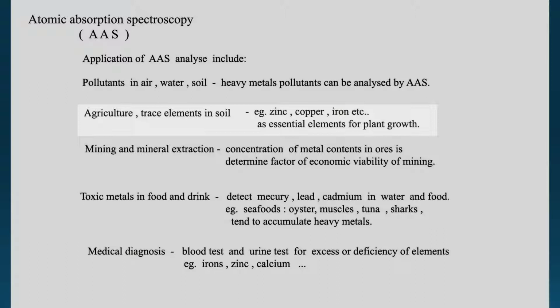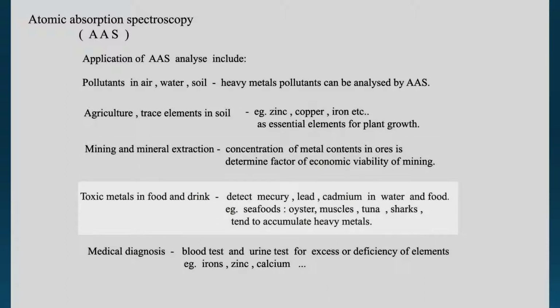Agriculture: farmers, when they are fertilizing the crops, they have to know the soil. Do they have enough mineral? Do they have enough zinc or copper or iron? Or would it be too much? They have to identify before they fertilize the crops. Mining industry: they have to know, does the rock or the ore have sufficient mineral worth extracting?